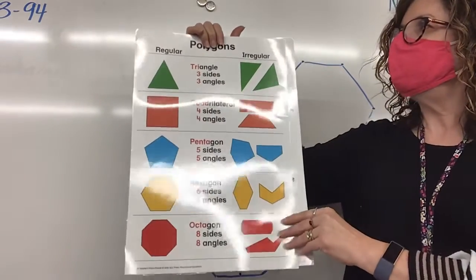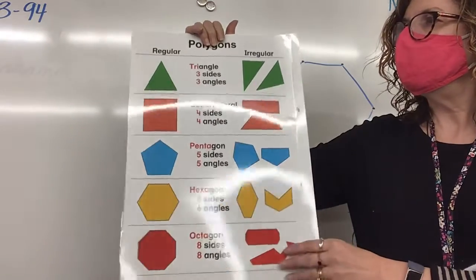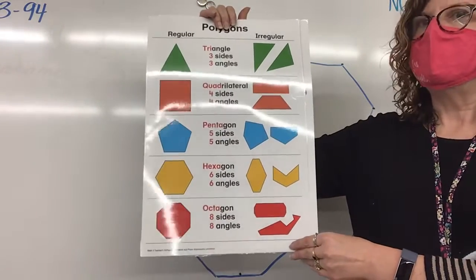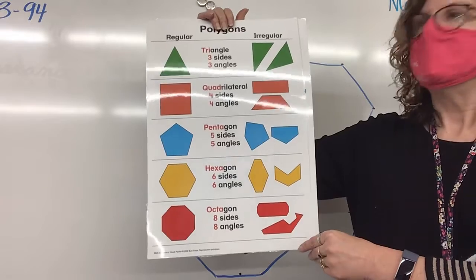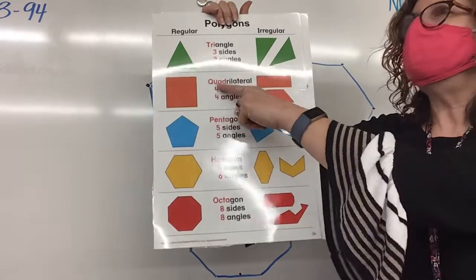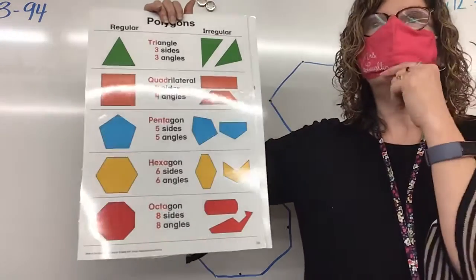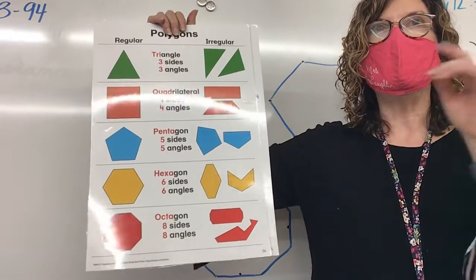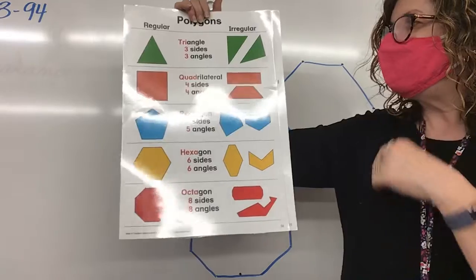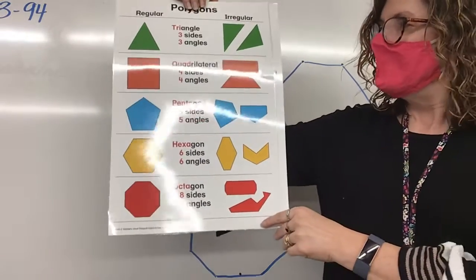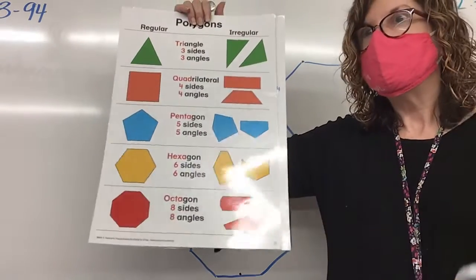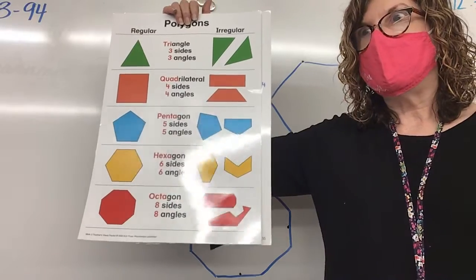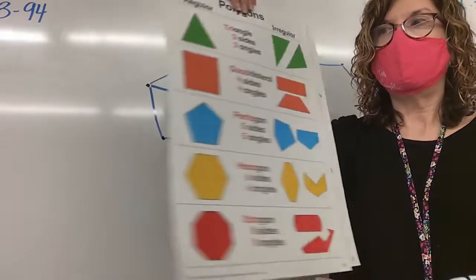Some of the polygons we learned: three-sided ones are triangles. Four-sided, squares. You need to call them quadrilaterals, because under quadrilaterals, they could be squares or rectangles. Five sides, pentagon. Six sides, hexagon. And eight sides, octagon.